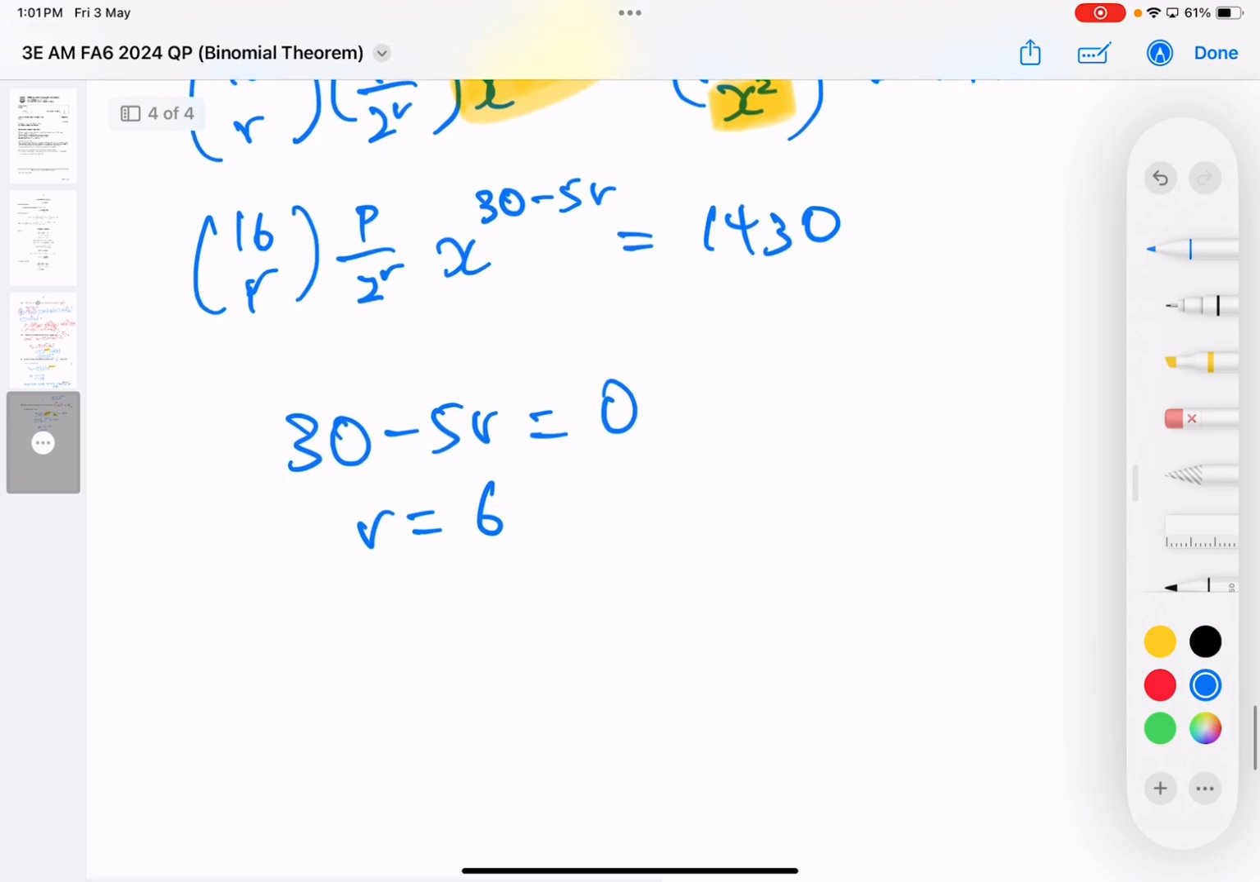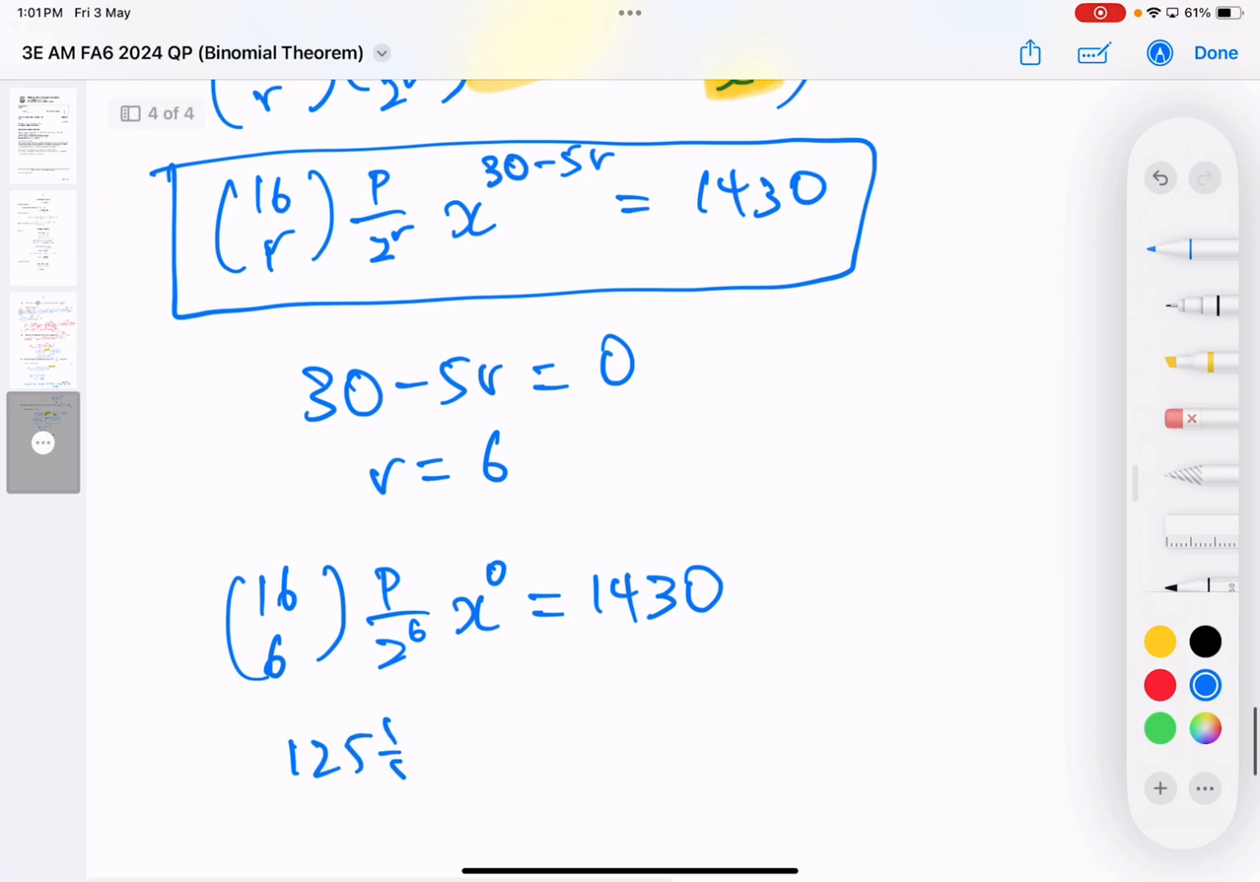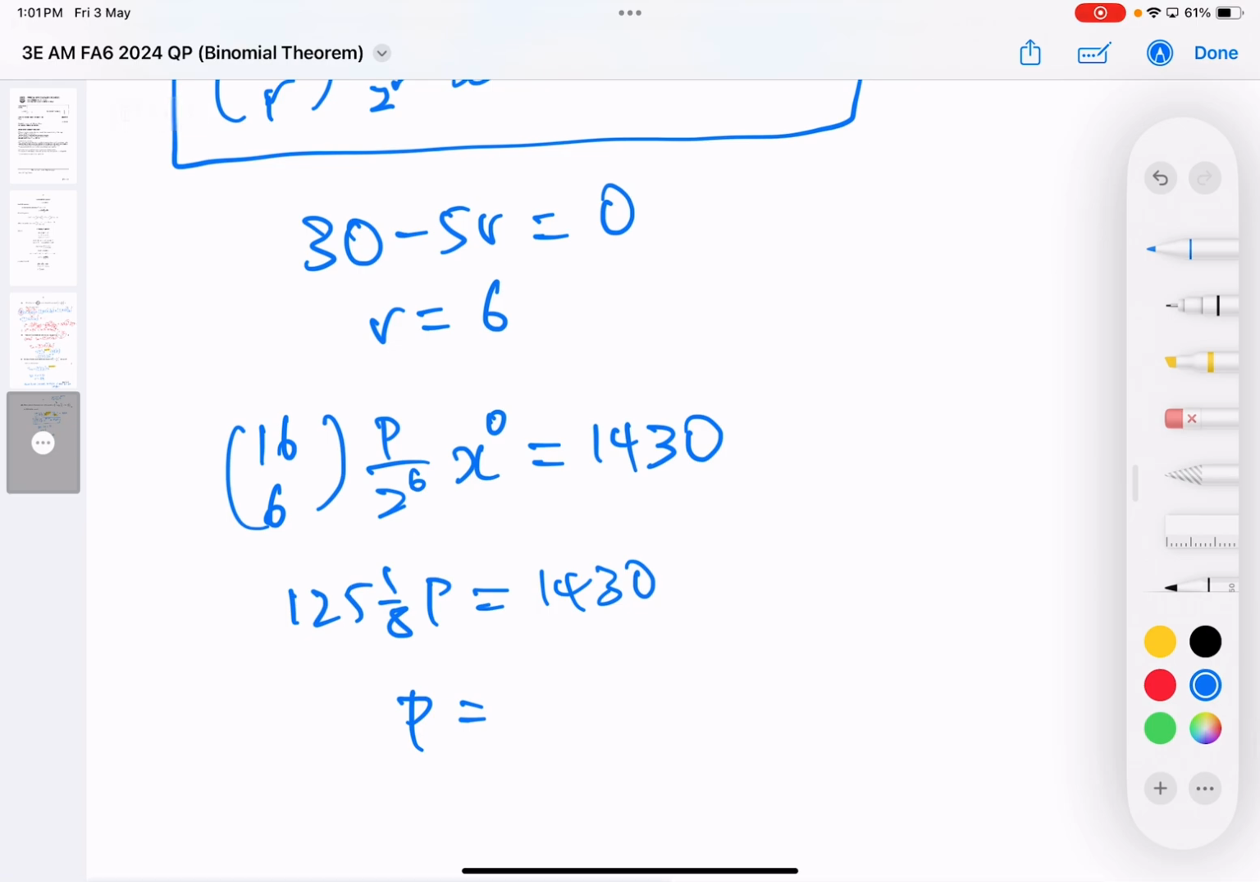So if my R is equal to 6, I can substitute it back into this thing over here. So I'm going to get 16 choose 6, P over 2 to the power of 6, x to the power of 0, is equal to 1430. If you enter in the calculator 16 choose 6, divide by 2 to the power of 6, I'm going to get 125 and 1 over 8. P is 1430. So what is the value of P? 1430 divided by the answer is 11 and 3 over 7.